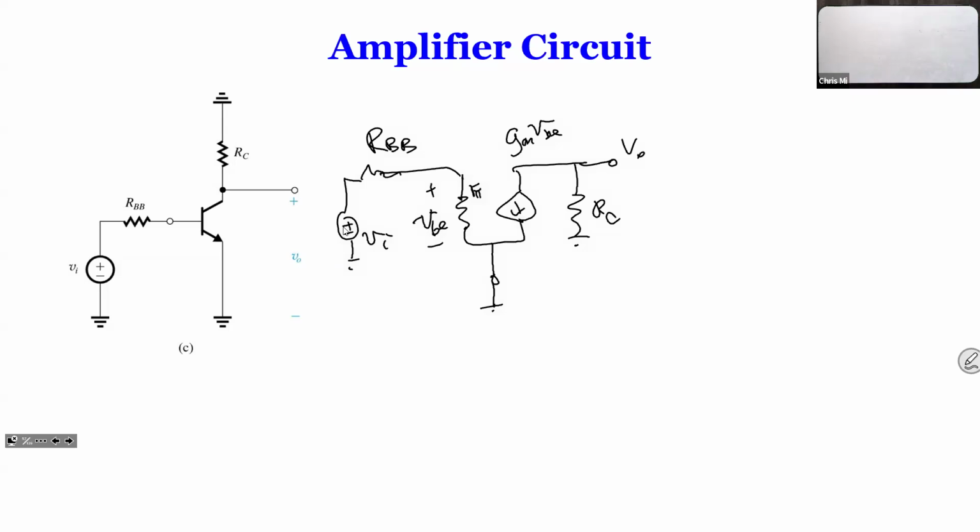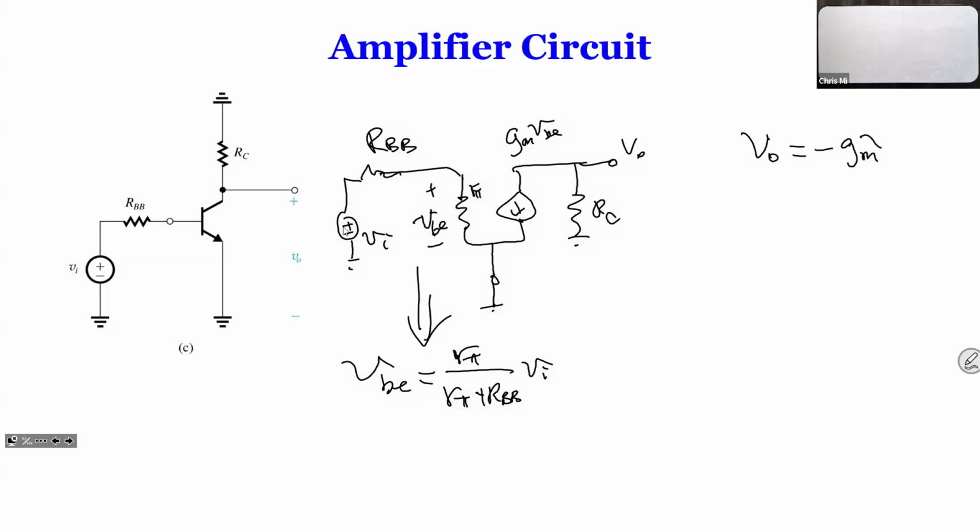So therefore, you can easily find VB equal to R pi divided by R pi plus RB, times VI. So the left hand is the voltage divider. So that's what you have here. And the right hand is simply VO equal to minus GM VBE times RC.